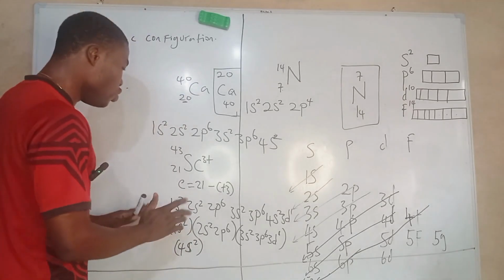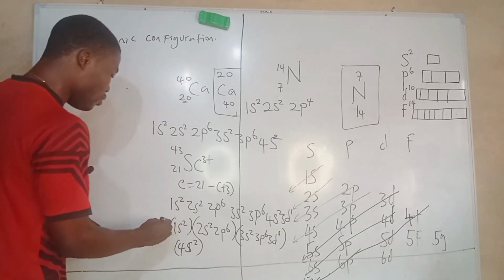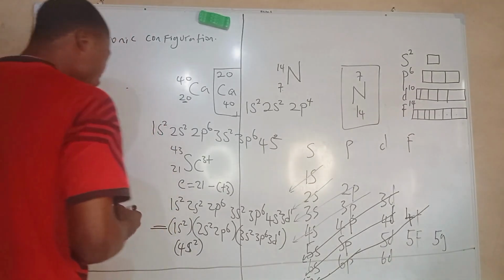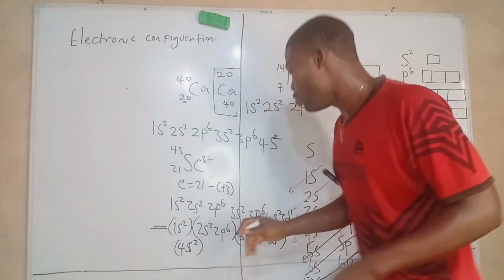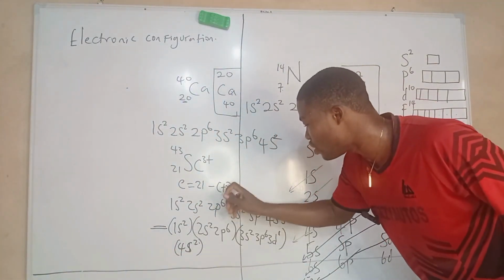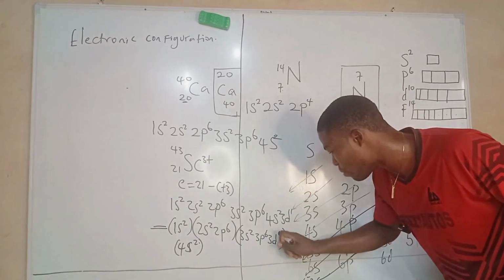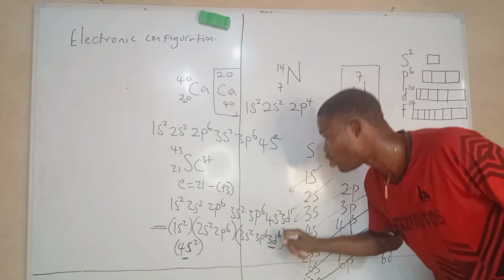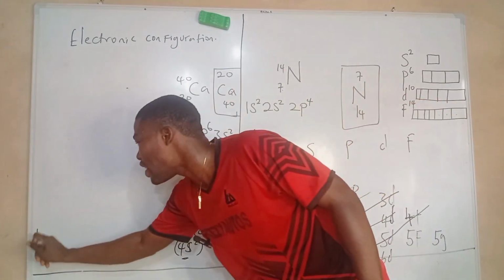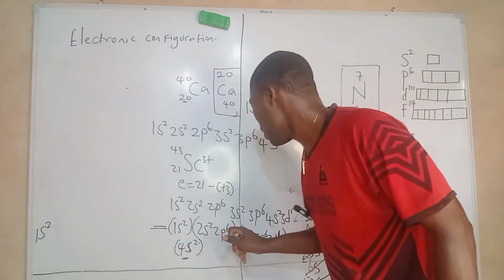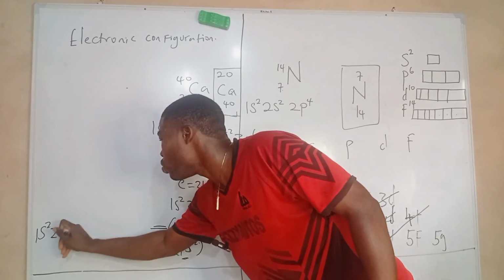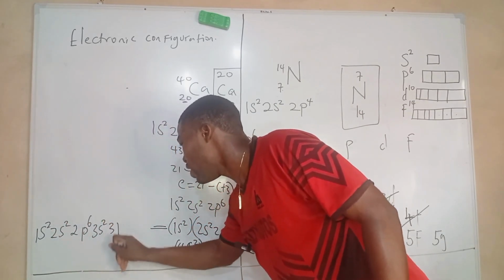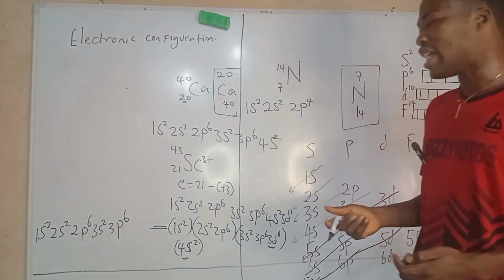Let's say the final answer will now be, please watch this. I'm losing 3, so I lose 4s2, and then I have to lose 1 more from here. So I'm going to lose this, and I'm going to lose this. So what will the answer be? My answer is now going to be 1s2, 2s2, 2p6, 3s2, 3p6. Yes, we got it earlier.